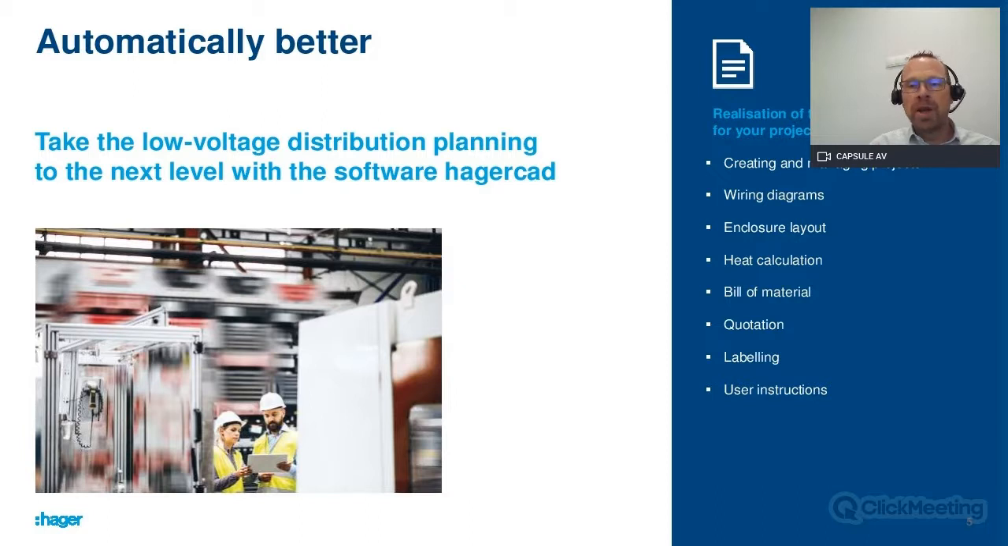Also, Hager CAD will create automatically the bill of material. You will be able to create a quotation and to print labels to put on your panel boards. And last but not least, you are also able to have access to all the user instructions inside the Hager CAD.